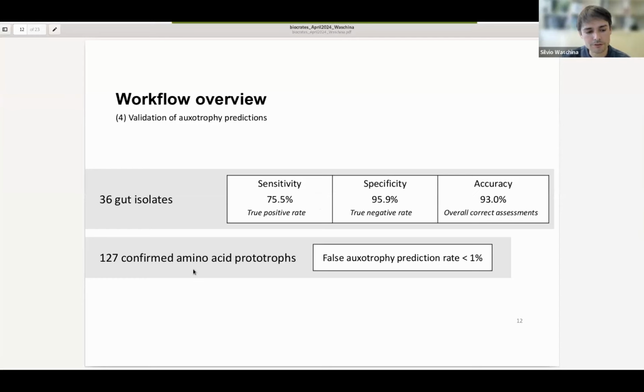In this validation approach, we have also included 127 genomes from known prototrophs. So these are microorganisms which have been cultivated in minimal media in the laboratory, and these media did not contain any amino acids. So this is a confirmation that these are prototrophic for all amino acids. And when we predicted these auxotrophies for those organisms where we hope to not see any of the auxotrophies predicted, we did not predict too many auxotrophies here. So it's a false prediction. We made less than 1% in this data set.